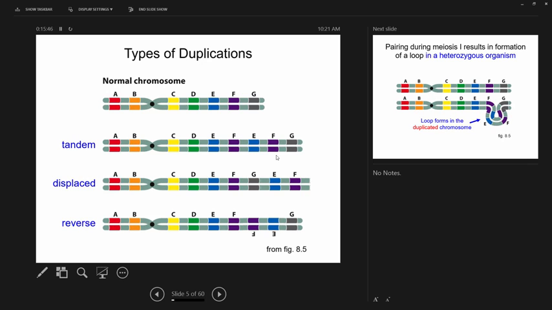How many copies of E and F are there down here? That's the difference. It's a duplication because the same chromosome has two copies of that region, and they just happened to be inverted when they got put back in.